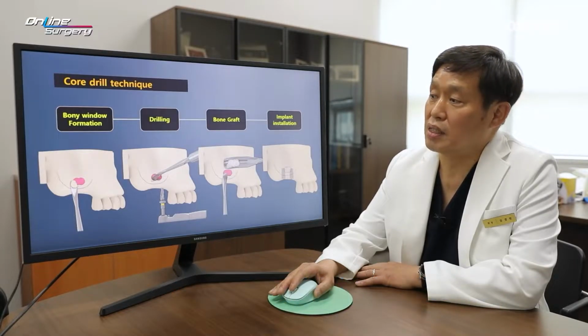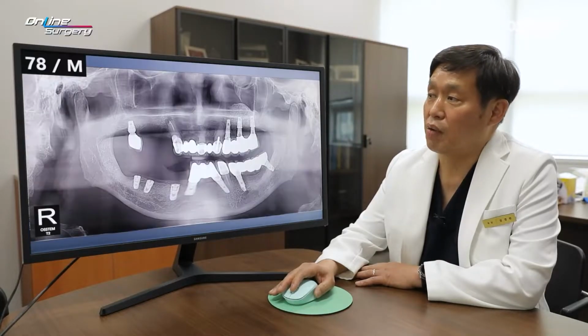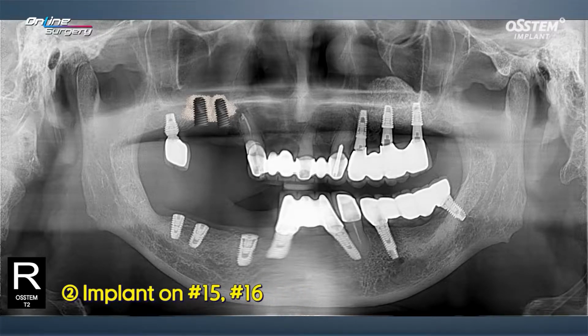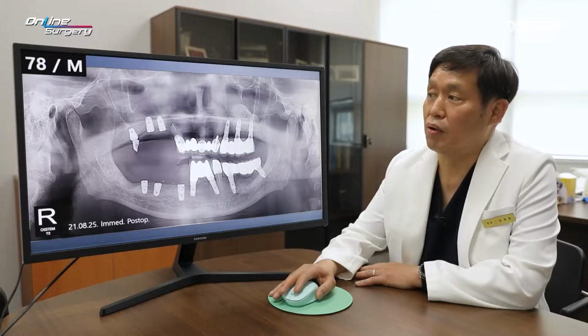As shown, using LAS KIT, a core drill will be used to form the lateral window. Bone graft is going to be done, and the implant will be placed like this. As shown, bone graft was done, LAS KIT was used. Sinus approach was done, 2 implants were placed. This was the plan. This is the immediate post-op image.